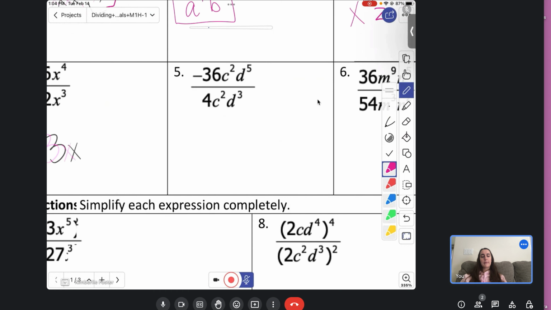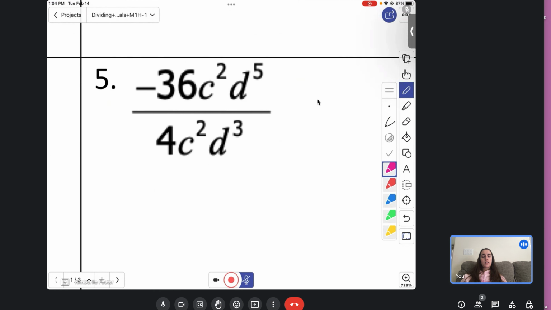Okay. Here, same thing. I'm going to divide like normal. Negative 36 over 4 should give me negative 9. C squared over c squared is 1 whole. So negative 9 times 1 whole is just negative 9. And 5 minus 3 is 2. Okay.